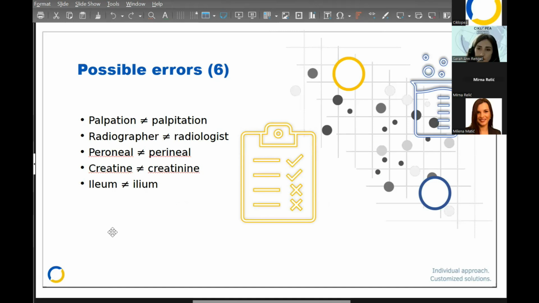So, for example, palpation means feeling with the fingers or hands during, for example, a physical examination, while palpitation signifies abnormal heart rhythm. Where, for example, ileum is the last part of the small intestine, while ilium is the widest of the three bones that actually form the pelvis. So we're talking about completely different body parts here.